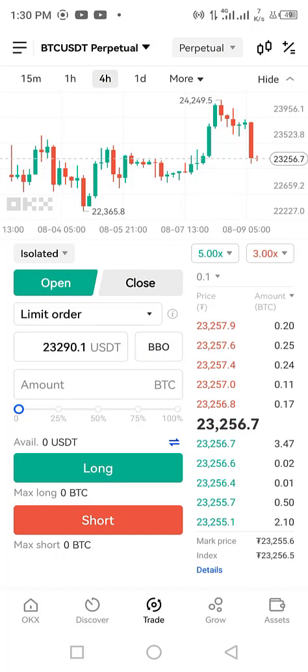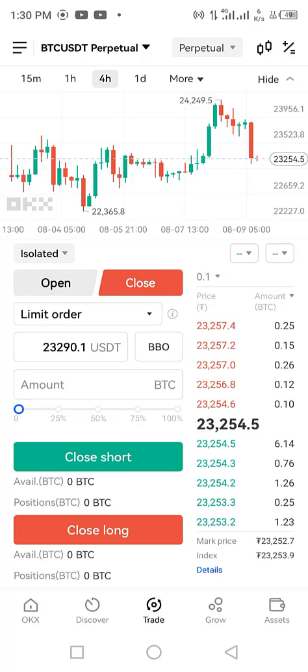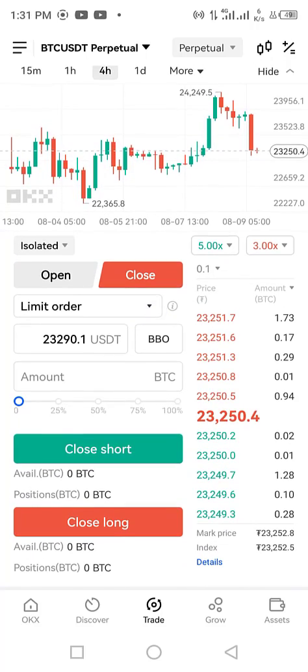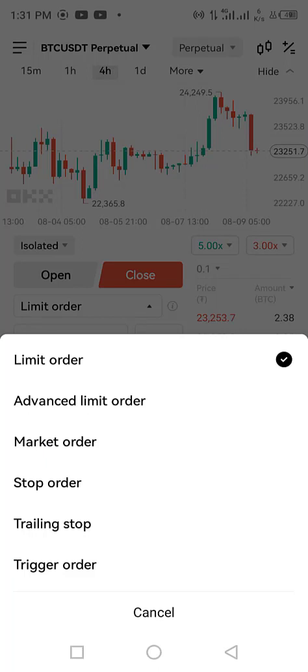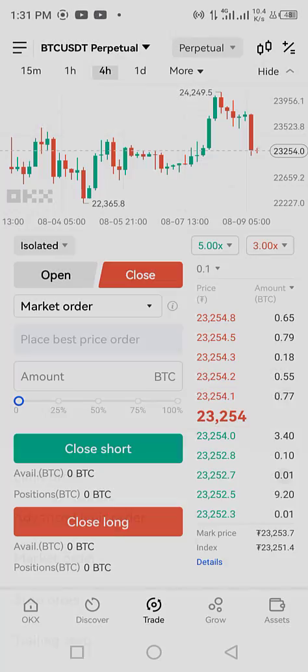And right here, you look at, we have close and open. When you want to open a position, it has to be on the open tab, and when you want to close a position, it has to be on the close tab. Under that, right here, we have this order type. If you click on this order type, we have advanced limit order, market order, stop order, trailing stop. All these types of orders are the same on various exchanges. But for the course of this video, I'm going to use a market order.